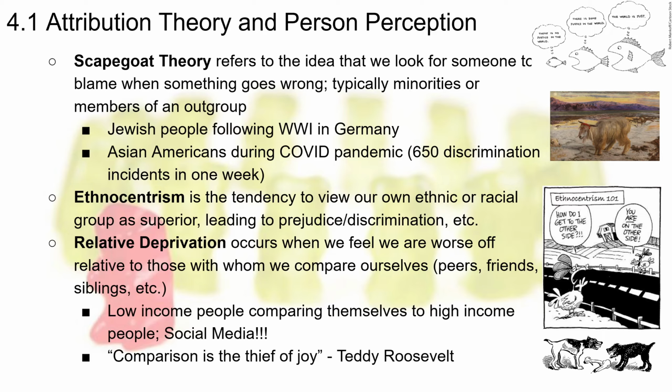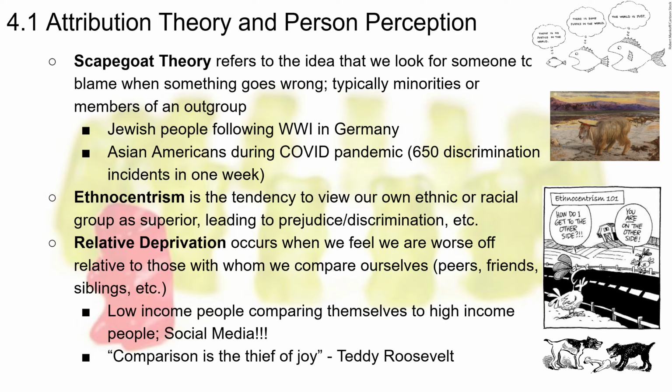Following World War I in Europe, when there was a big economic downturn in Germany, who did many Germans blame for their loss? Jewish people. Jewish people were blamed, leading to the rise of the Nazis and the continued rise of anti-Semitism in Europe.